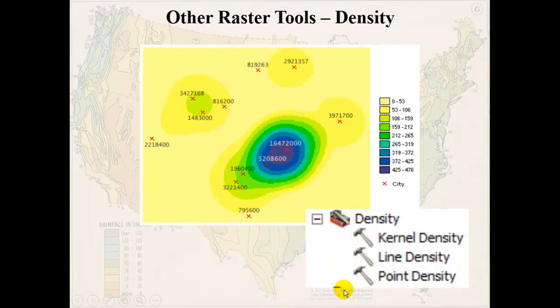3 different flavors. We can go from points to a raster. We can go from lines to a raster. We can do what's called kernel density, which uses either lines or points, but it kind of smooths out the density calculation so that you get a smoother representation in your output raster.